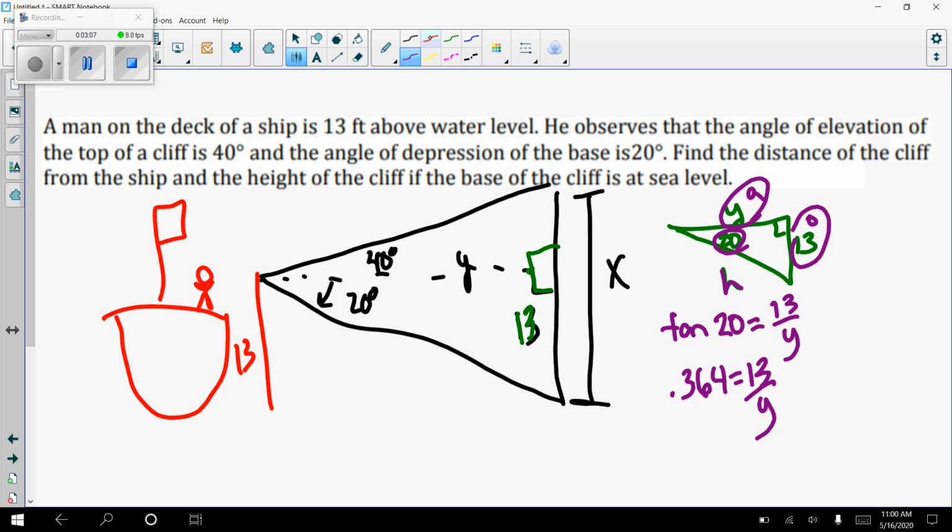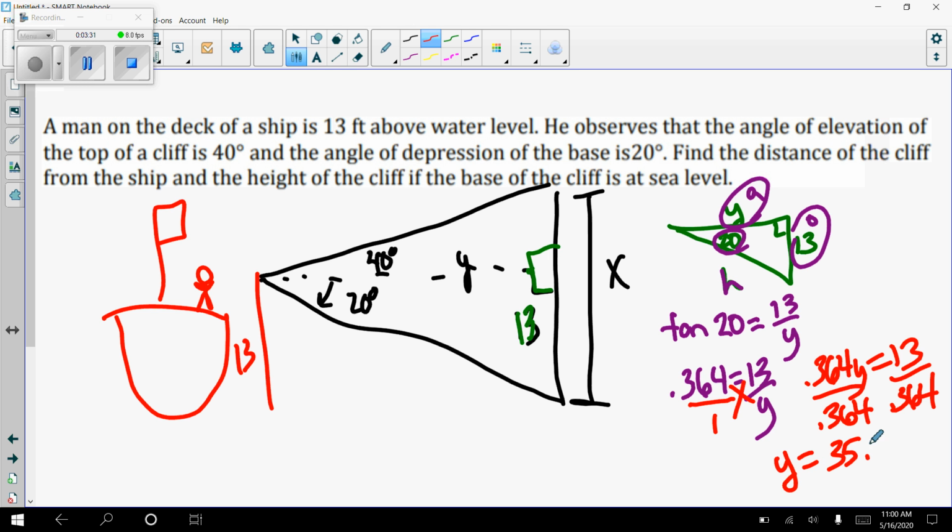So we put that over 1 and we cross multiply. We get 0.364y equals 13. So we divide. 13 divided by 0.364 is y equals 35.7. So the first part of the question is, he is 35.7 feet away from the cliff.